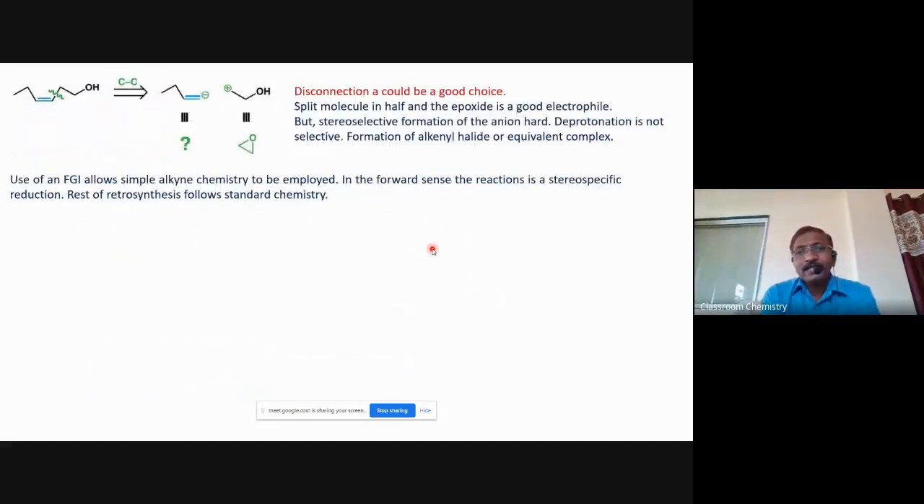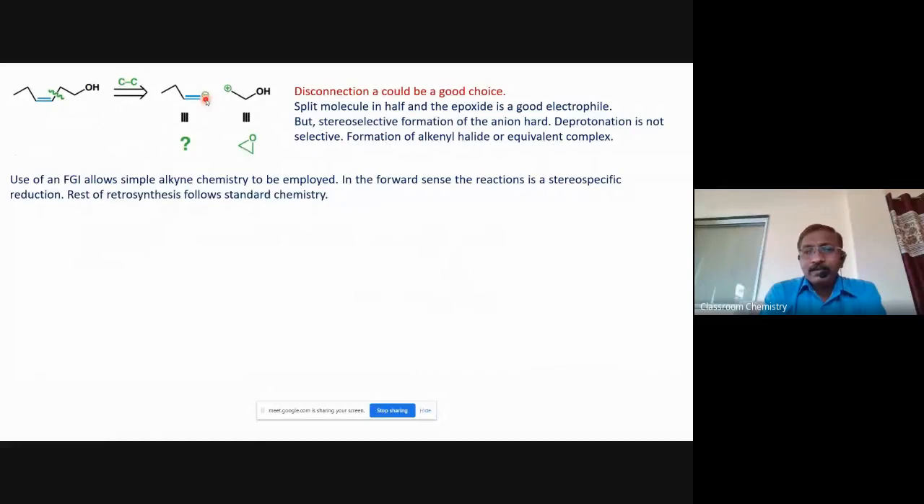Now, when we disconnect the A position, what will happen? Again, the sp2 carbon is electronegative, so we get the negative charge there, never a positive charge. Now the positive charge is on the carbon next to the olefin. As we already know, the beta position with respect to the hydroxyl having positive charge directly converts to an epoxide. So epoxide is a good electrophile. Again, the problem is that formation of an anion on an sp2 carbon is very difficult.